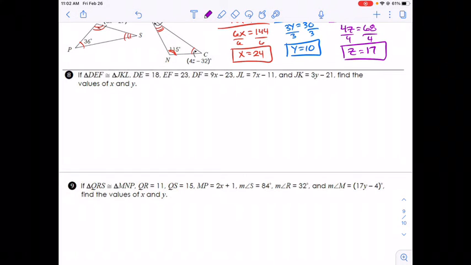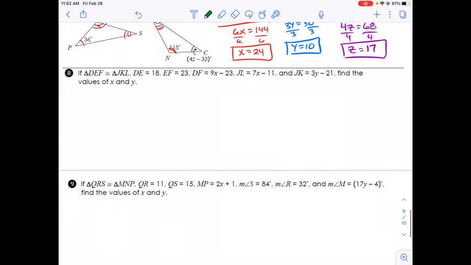Okay, so what we're going to do is set up 3 expressions. Now, if you need to, you can draw this picture out and label everything, or you can use your congruency statement. So x is DF. That's the first and the third here. So that means it's going to match up with JL. Do they tell us what JL is? Well, JL matches up with 7x minus 11. So that means that we're going to do 9x minus 23 equal to JL, which is going to be 7x minus 11. So there's our first one.